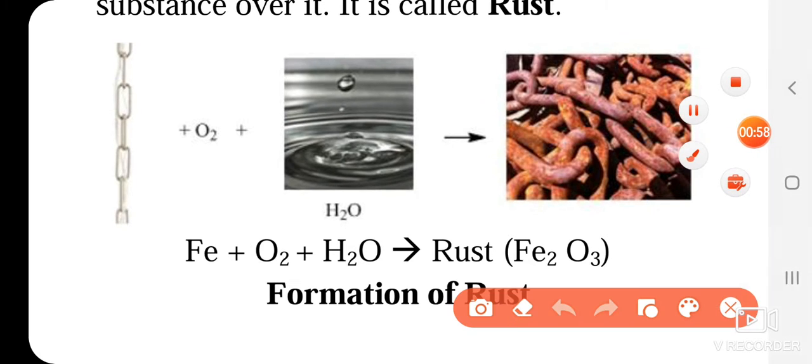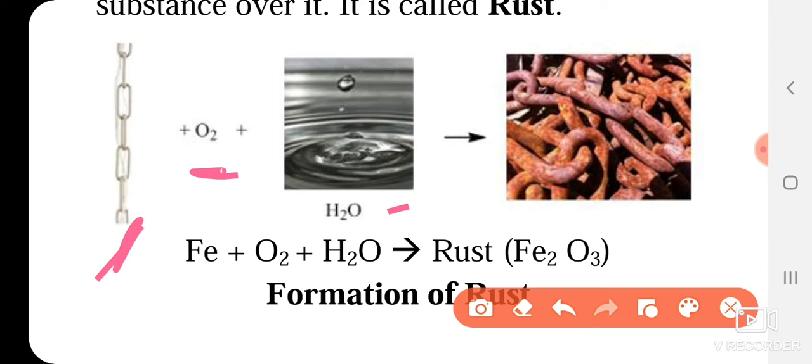Here you can see that an iron chain is given, along with oxygen and water. It means that on this iron chain the oxygen and the water have reacted. After the reaction, this chain has been converted into a reddish colored chain. Why has this reddish colored chain been obtained? Because of the formation of rust.